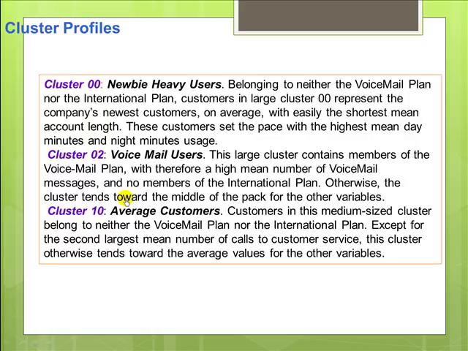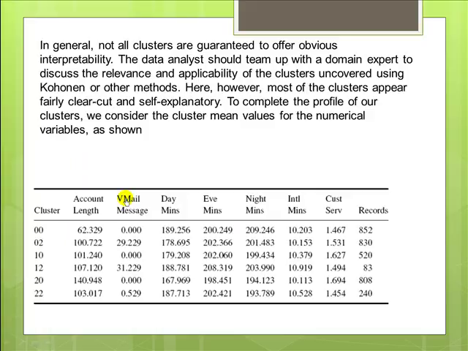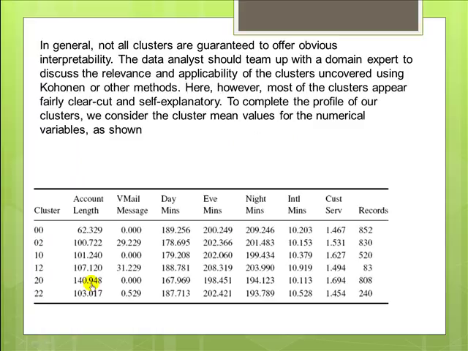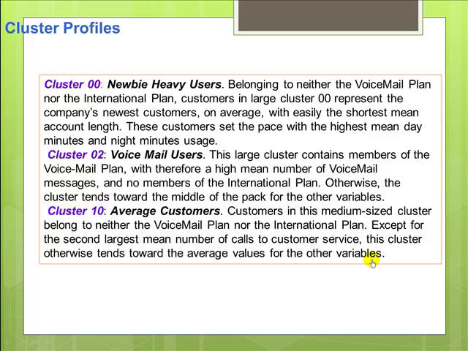Cluster 10, average customers. That's interesting. Average customers. Cluster 10. So I guess they were sort of right in the middle with respect to all the variables, maybe. Customers in this medium-sized cluster, so it wasn't the most members, but it had a fairly large number, belonged to neither the voicemail plan nor the international plan, except for the second largest mean number of calls to customer service. So they did make a relatively large number of calls to customer service. This cluster otherwise tends towards the average values for the other variables. So they're just going to call them average customers. Again, not so easy to come up with a good name. So his name is pretty good though, I guess.